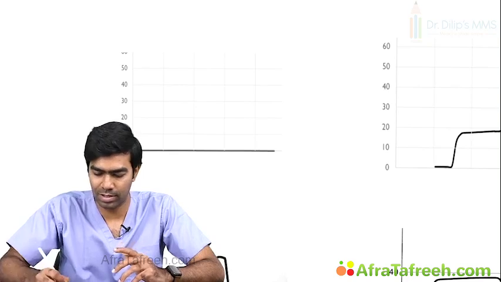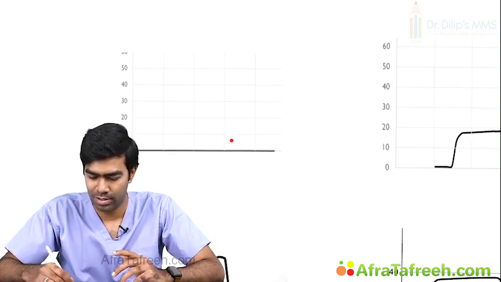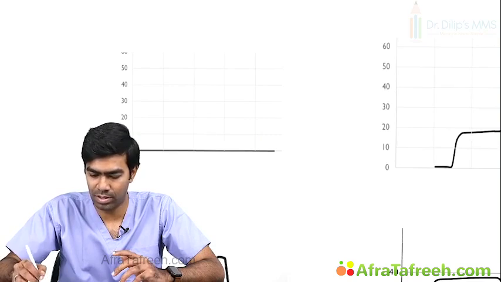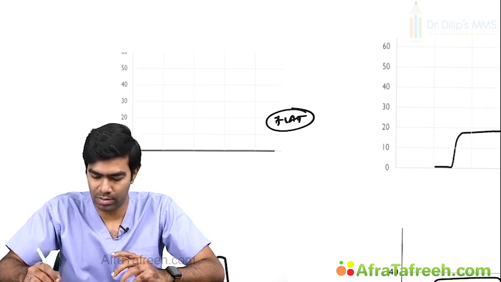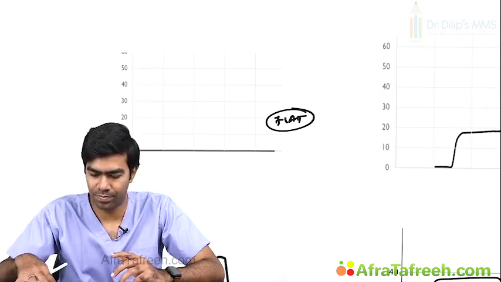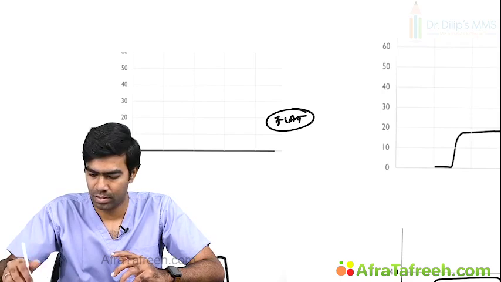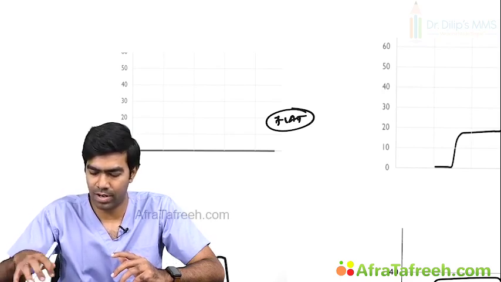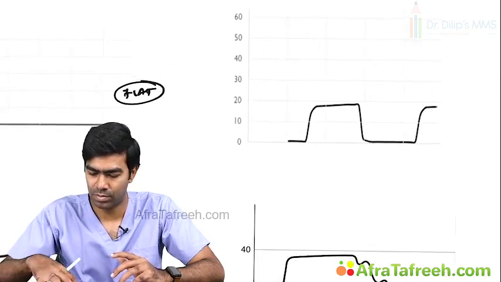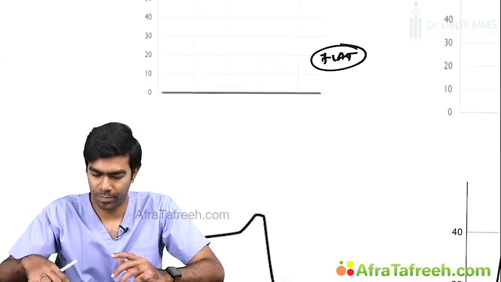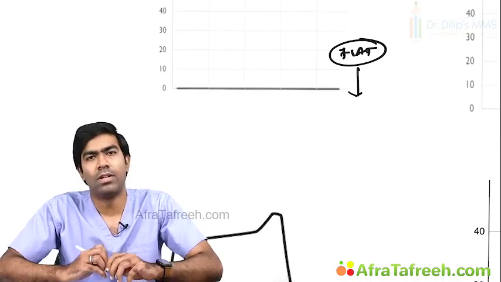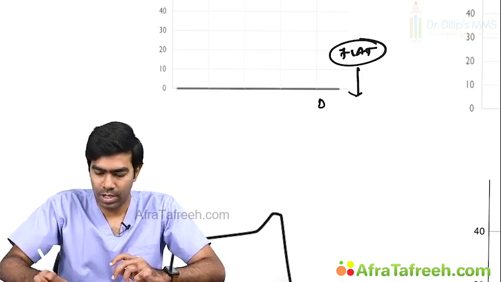So you can see what this curve is. This curve is nothing. This is a flat one, isn't it? This is an absolutely flat one. This is a flat EtCO2. So what do you mean by a flat EtCO2? So when will you get a flat EtCO2? There are some causes which can cause a flat EtCO2.